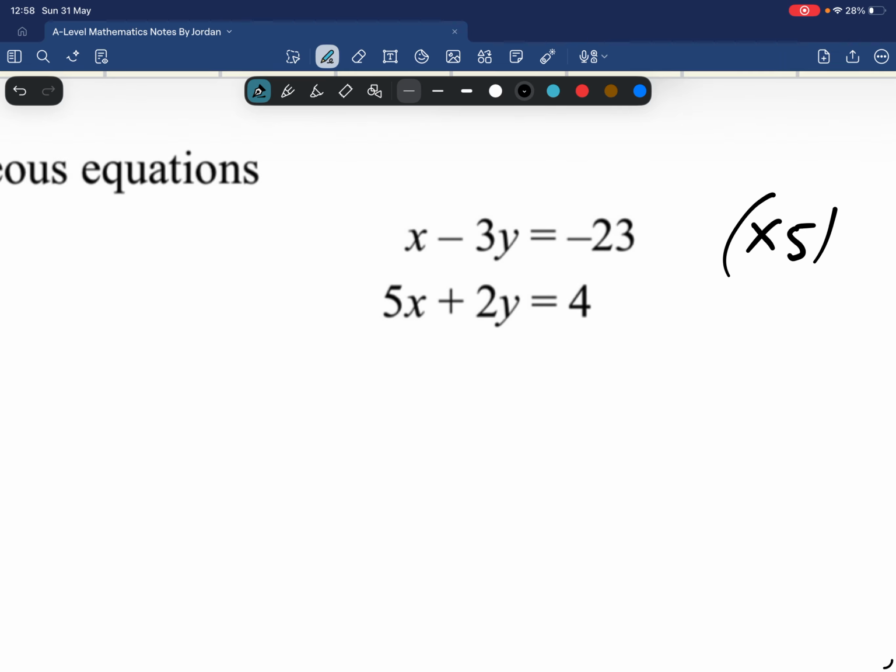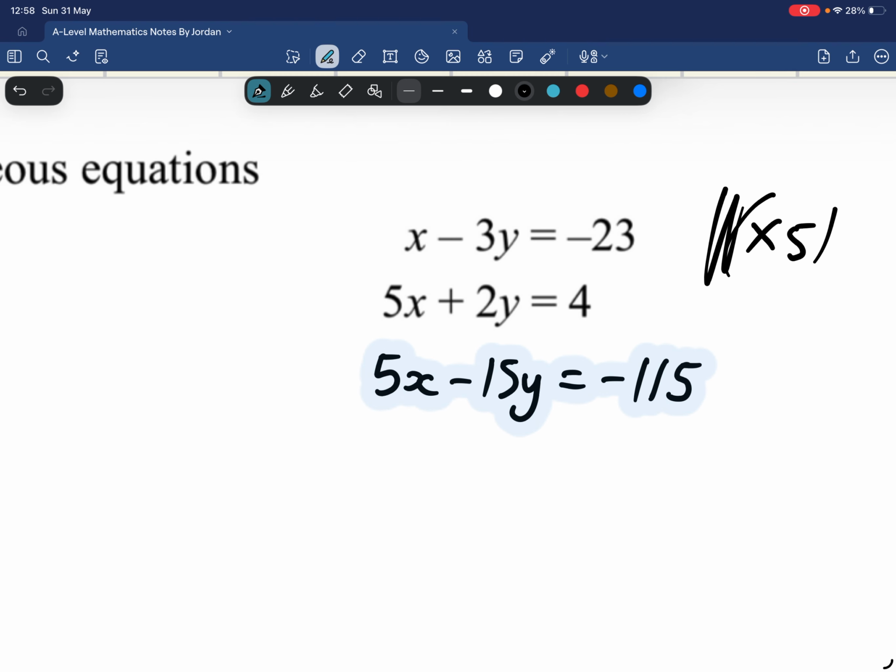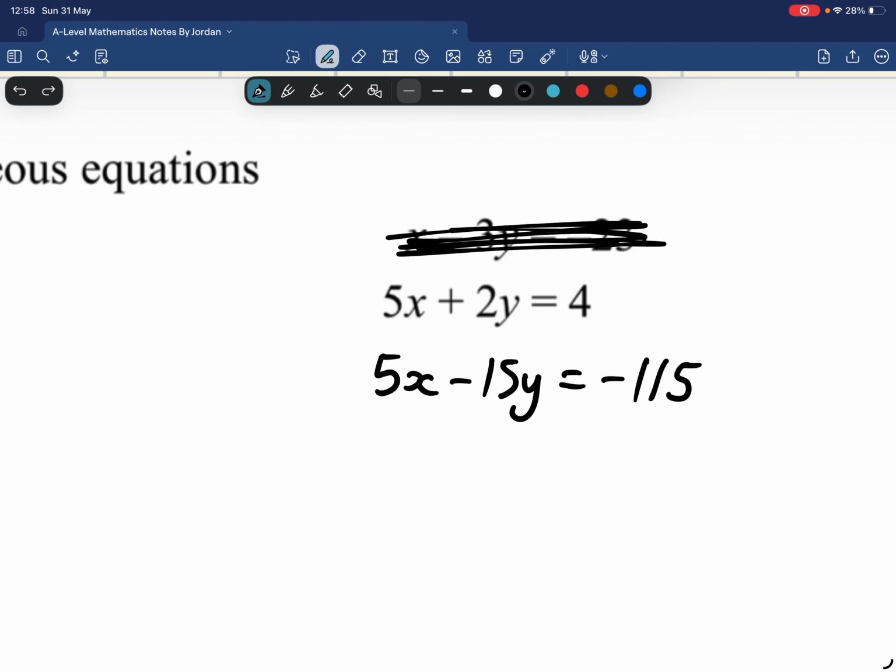So that's going to give me 5x, and then negative 3 times 5 is minus 15y, equals negative 23 times 5, which would be negative 115. I'm not really interested in this equation anymore. I'll use it later when I do my check. But for now, I'm only interested in these two.